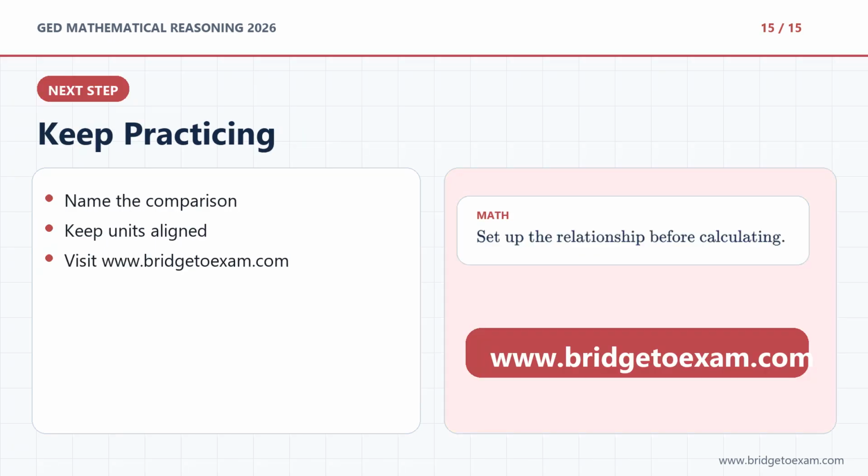$55.20. Excellent work. Ratios, proportions, unit rates, and percent change are everyday GED math skills.